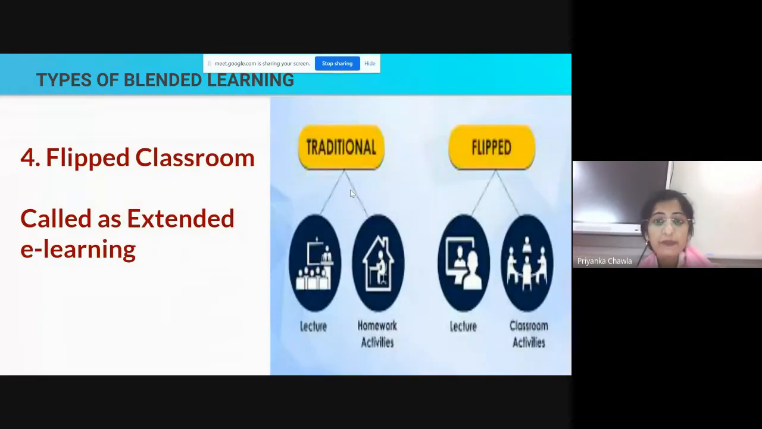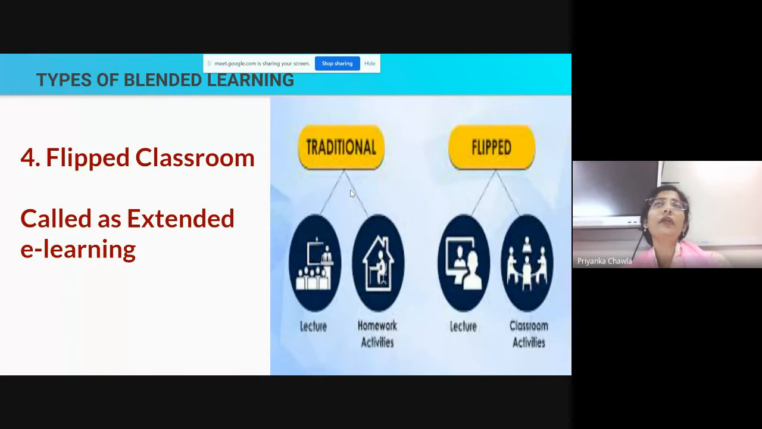Flipped classroom is there. In the traditional method, what we did was a lecture method and then we gave five questions to the students, and they completed the questions and told their teachers that they have completed the assignment whatever was given by you, the next day. This was just the traditional method. Flipped classroom is the extended, we can say it is also called extended e-learning.